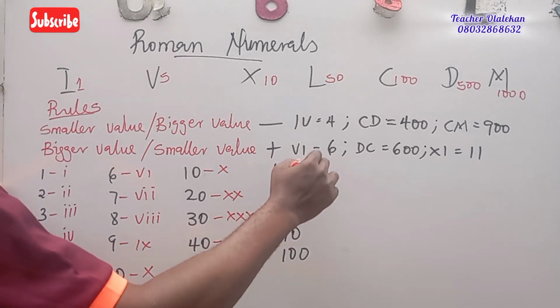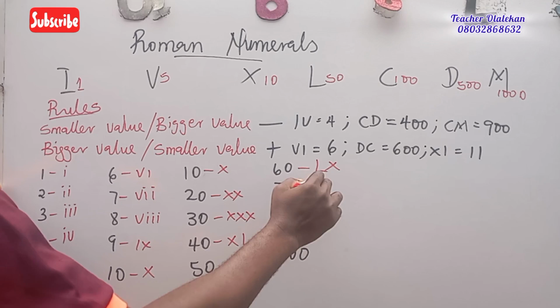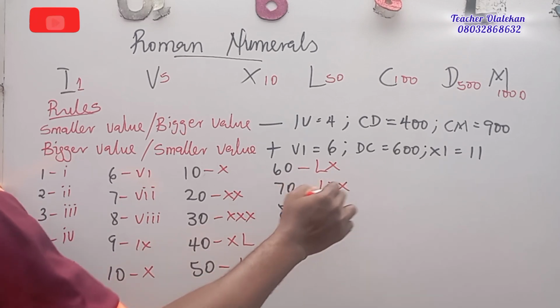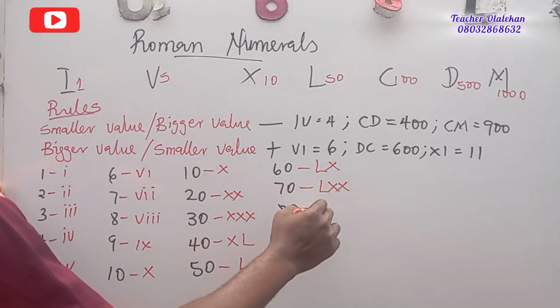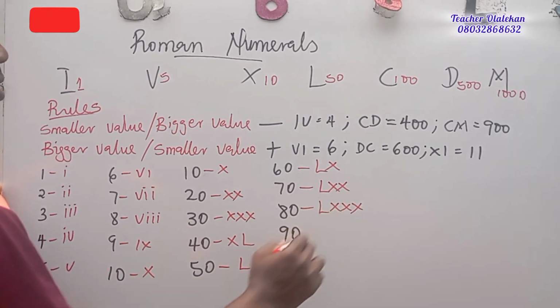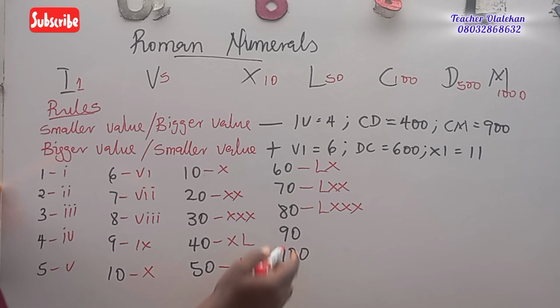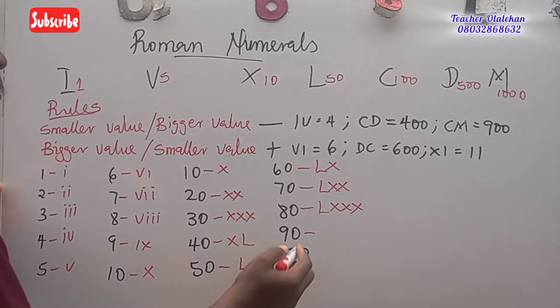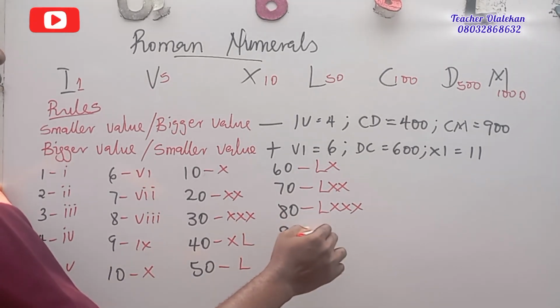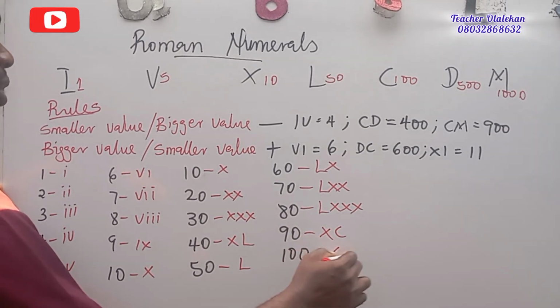For 60, that's LX. For 70, LXX. For 80, LXXX. That's 30 plus 50. For 90, that's XC, and for 100, C.